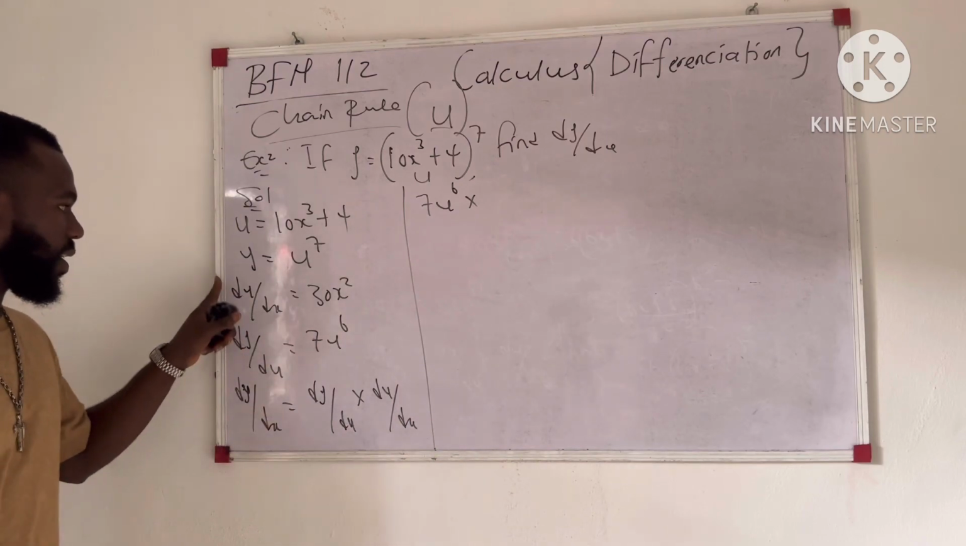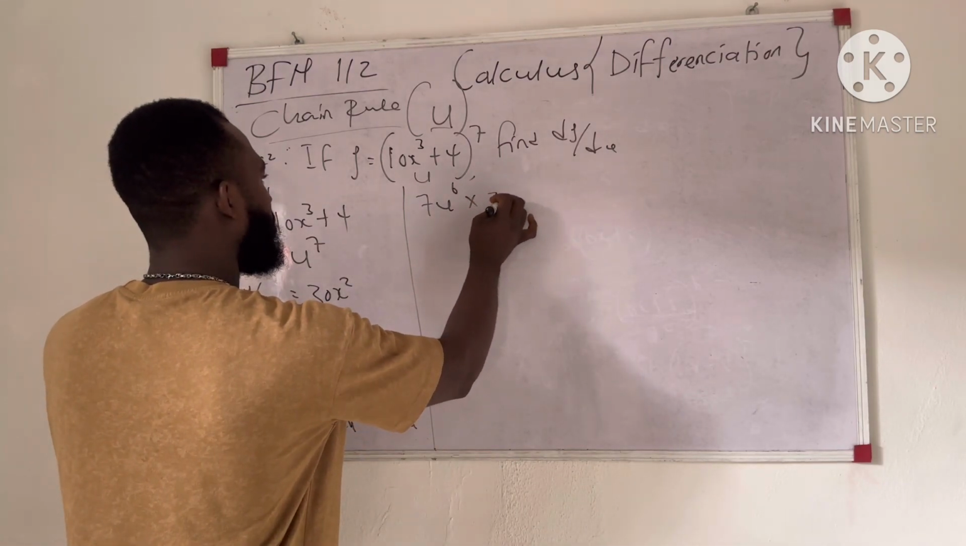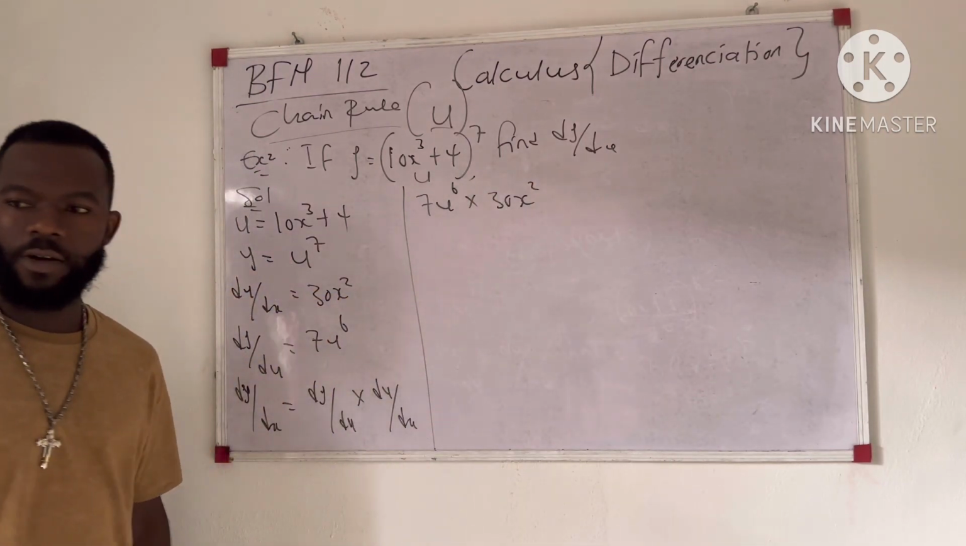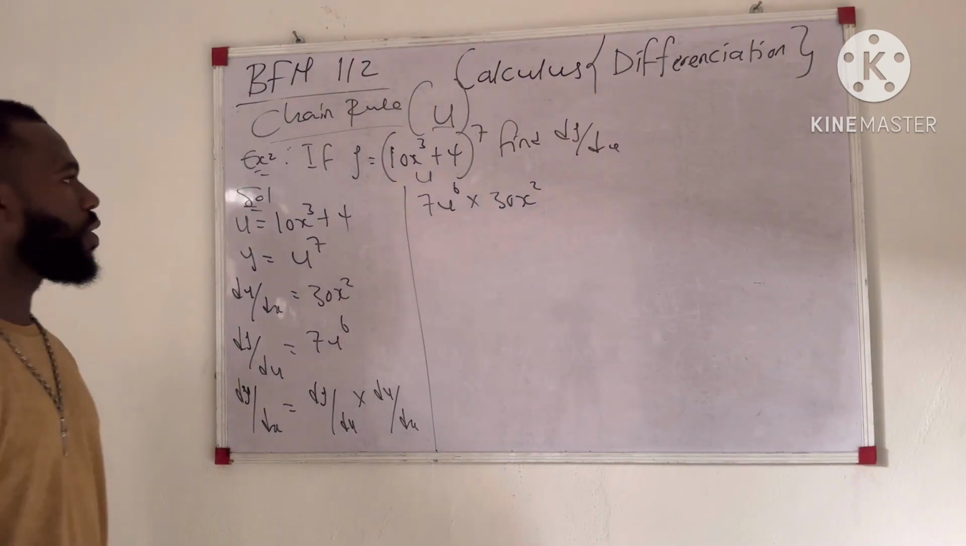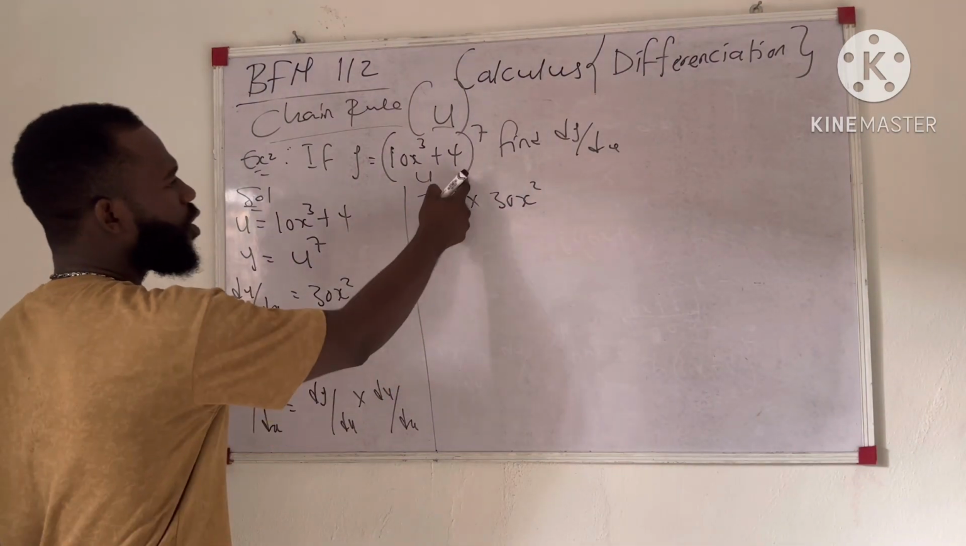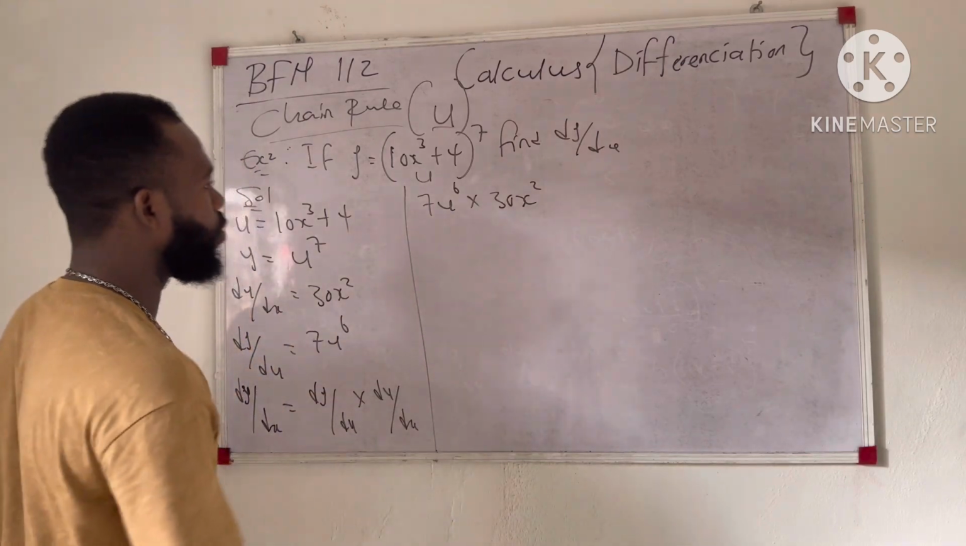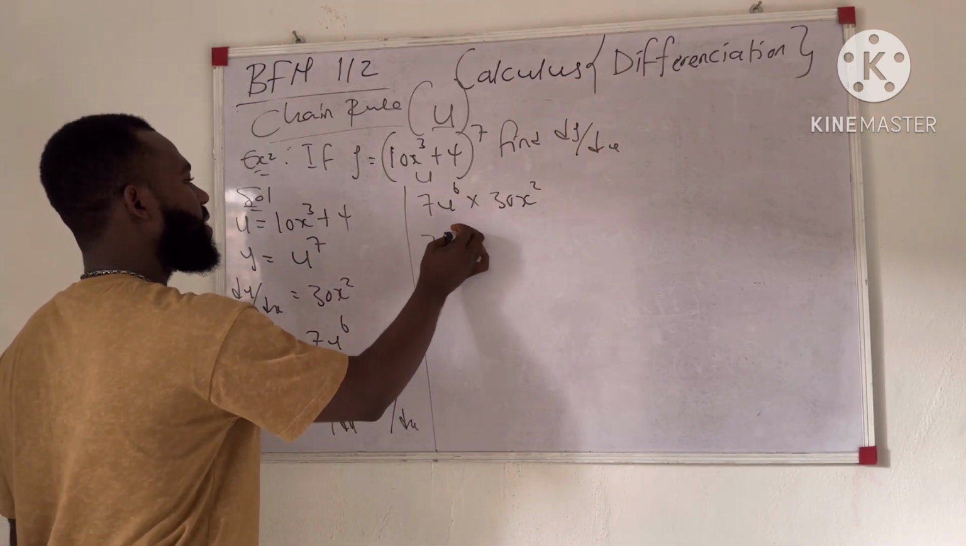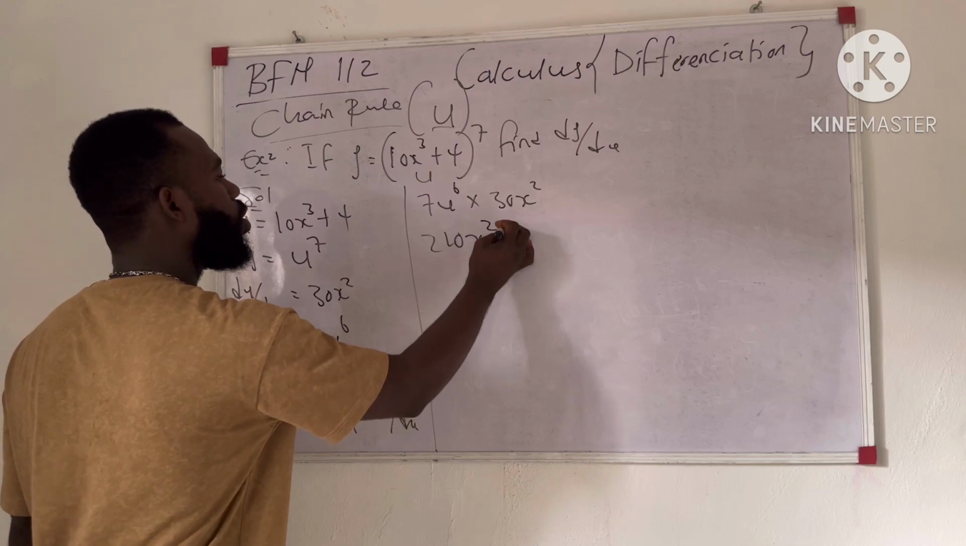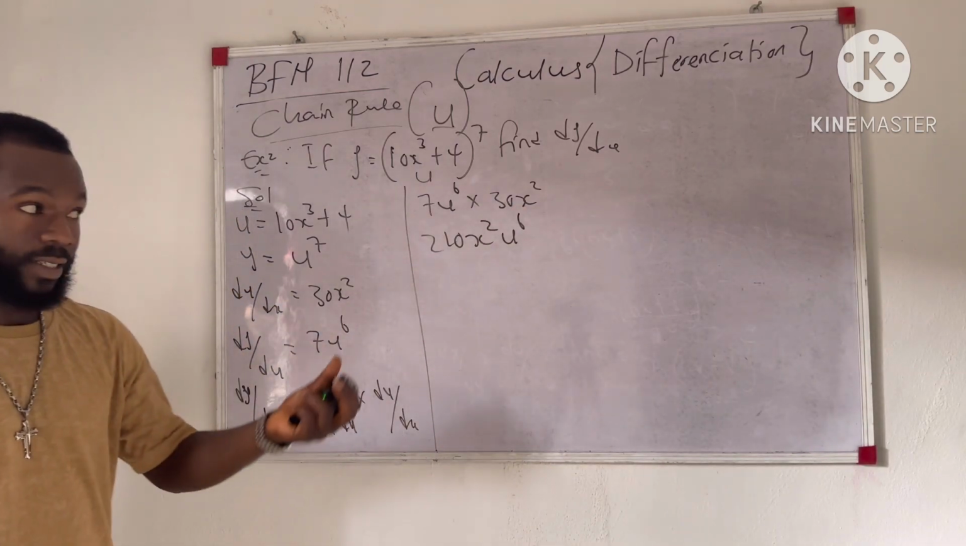Multiplied by du over dx is 30x raised to the power 2. So what do we do now, class? 7u raised to the power 6 times 30x raised to the power 2 will give us 210x raised to the power 2 u raised to the power 6. Yeah, it's as simple as that.